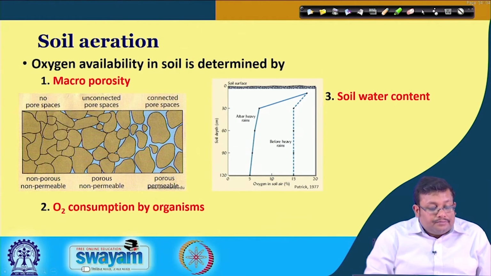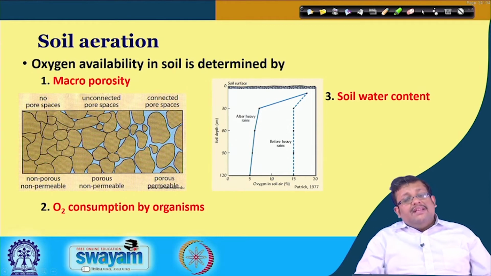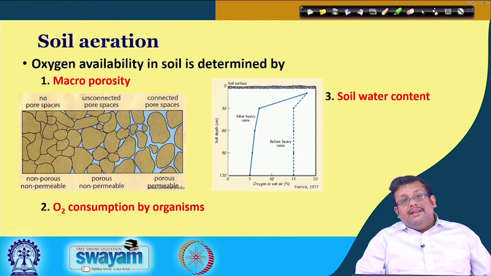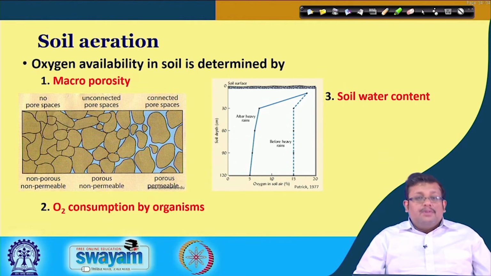In case of soil aeration, the oxygen availability in soil is basically determined by three factors. One is macroporosity, second is oxygen consumption by organisms, and thirdly and most importantly, soil water content.